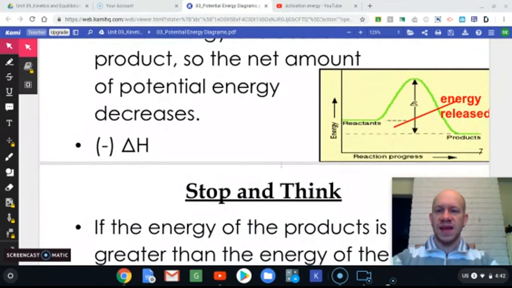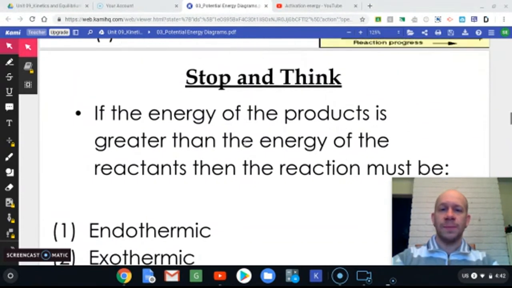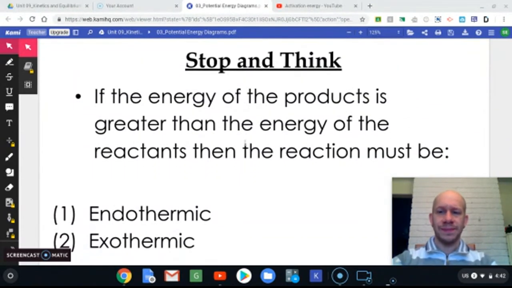And looking at this example of a potential energy diagram, we see the reactant side energy here. As the reaction progresses, we go up to the very peak and then back down to the potential energy of the products. And notice the products are lower than the reactants with a negative net, and this is where our energy was released. Stop and think.